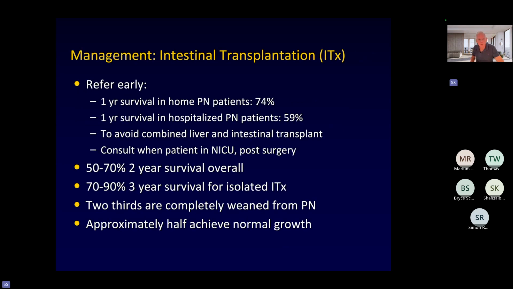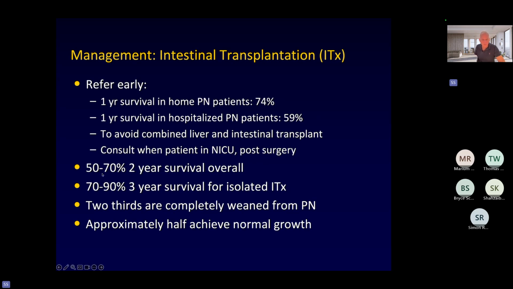So, how do we manage these patients? Well, again, it's better to have them at home than in the hospital. Most intestinal rehab programs will try to manage these patients at home because the 1-year survival in home TPN patients is 74% compared to 59% in the hospital. Refer early to avoid combined liver and intestinal transplantation. Consult the patient in the NICU and immediately post-surgery to help predict what the clinical course may be depending upon all of the factors we've discussed.